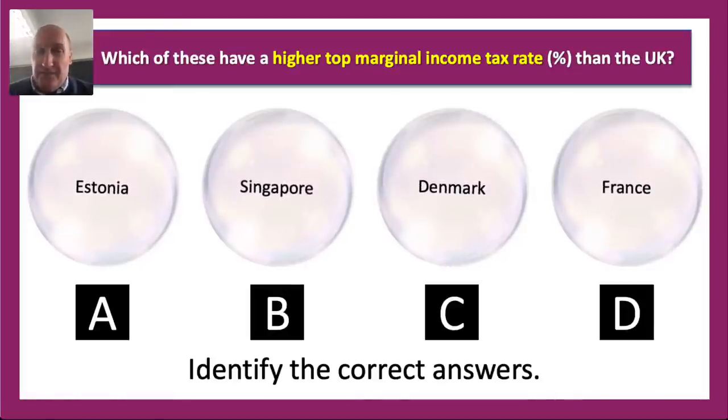Agreed. 45% is the top rate of tax in the UK. So which of these countries have a higher marginal tax rate than the UK? What do we reckon?